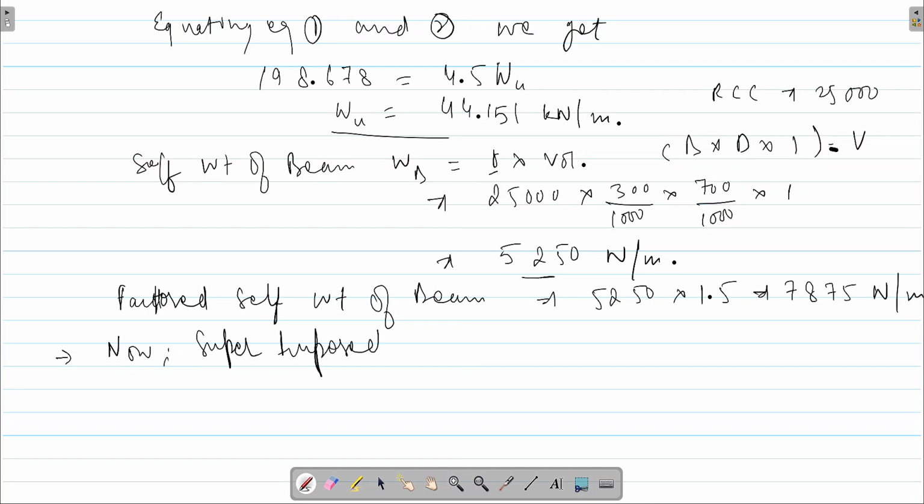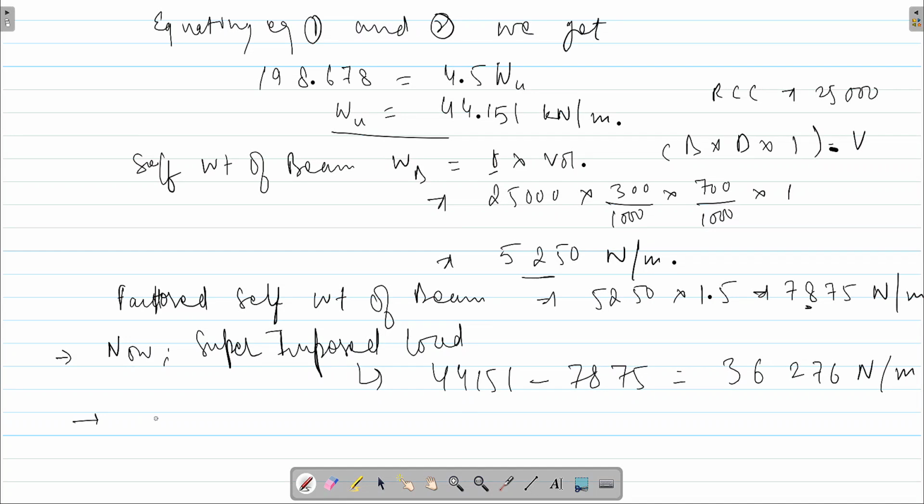Now in order to calculate the value of superimposed load, we'll simply subtract this value from this value. So the values are 44,151, and as this value is in Newton, this comes out to be 36276 Newton per meter.